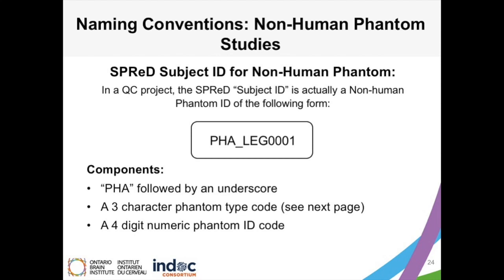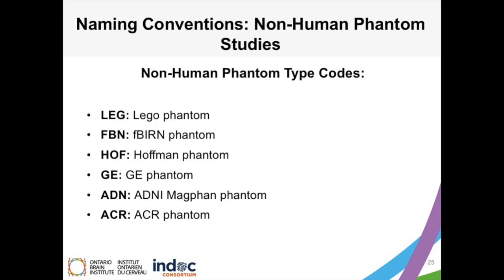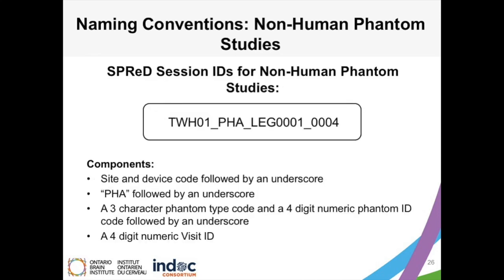PHA_LEG0001. The components include PHA followed by an underscore, a 3-character phantom type code, and a 4-digit numeric phantom ID code. Listed below are the non-human phantom type codes. SPReD session IDs for non-human phantom studies.